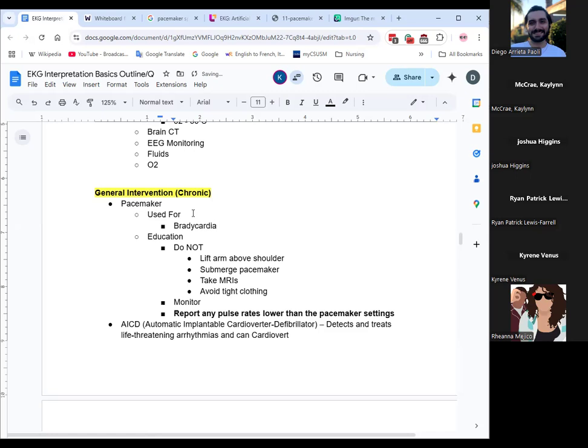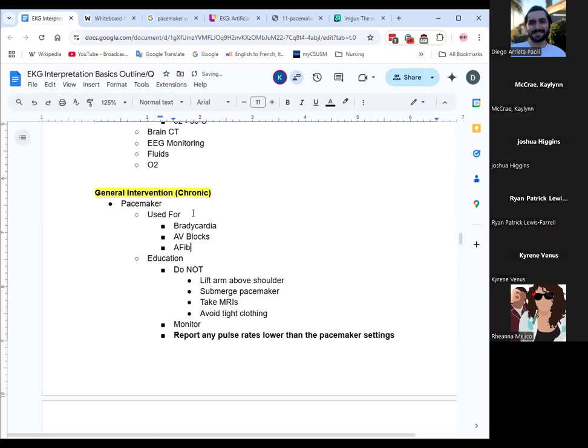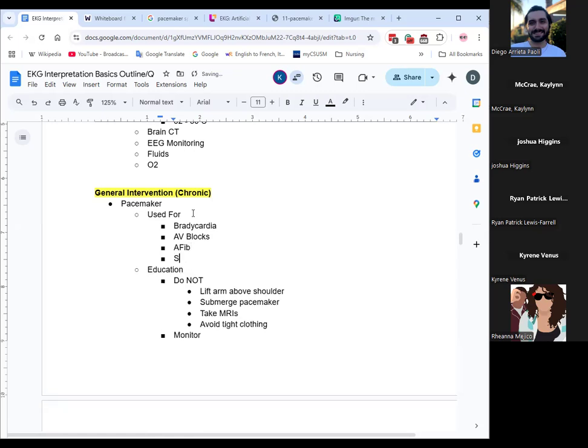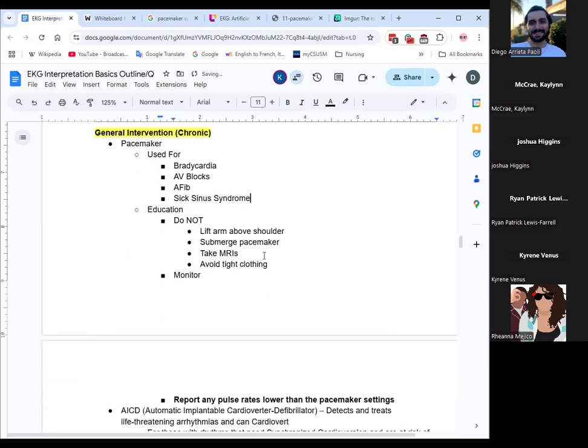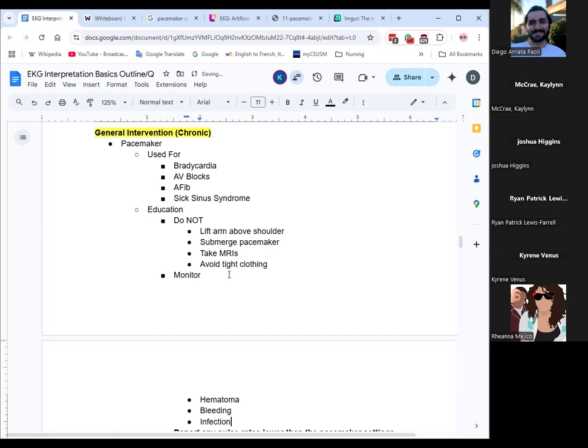So pacemakers are used for bradycardia. People with bradycardia can get transcutaneous pacing, and if their bradycardia is constantly symptomatic, then they can get a permanent pacemaker. AV blocks, maybe AFib if the medications they need are causing some bradycardia, sick sinus syndrome. Just monitor for bleeding and hematoma, exactly. So we're going to monitor for hematoma, bleeding, infection, because we did an invasive procedure.